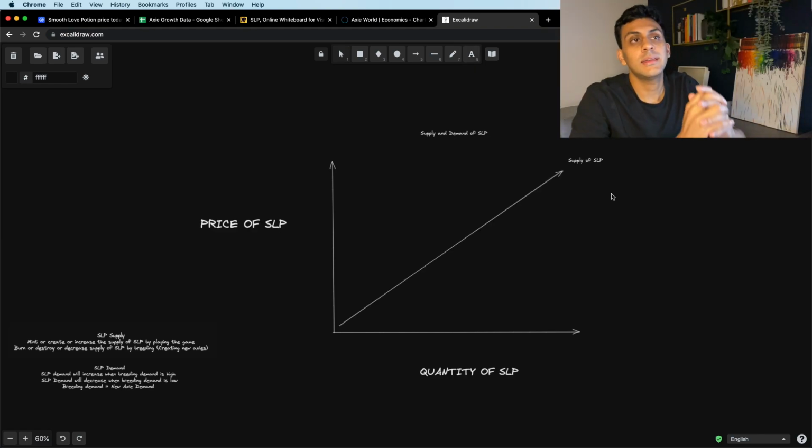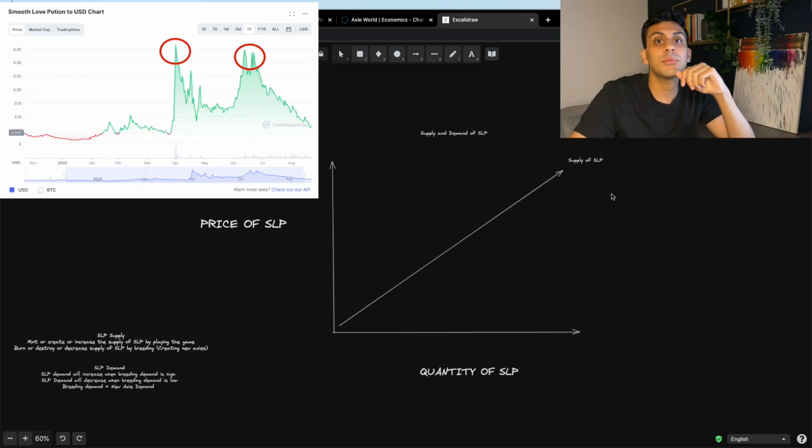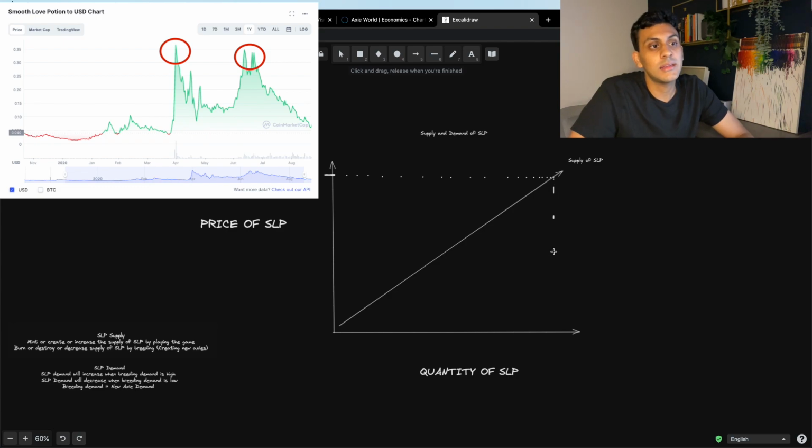So to understand why the supply of SLP is upward sloping, think of it from the perspective of a player of the game within Axie Infinity. If you have Axies and you're playing the game, you are more likely to want to supply or create SLP when the price of SLP is higher. So that's why it's upward sloping. So think of it like this. When the price of SLP is up here and it's high, you're more willing to play the game and earn SLP. So you see the price is up here and the quantity of SLP is way up here.